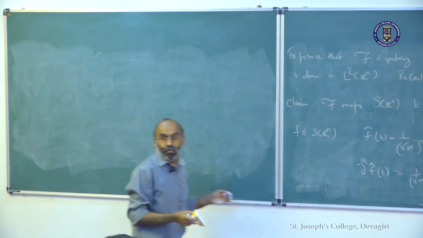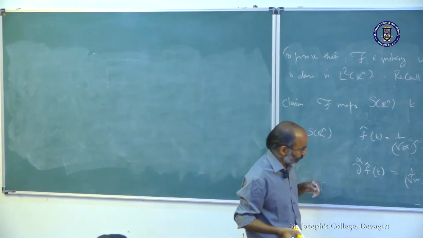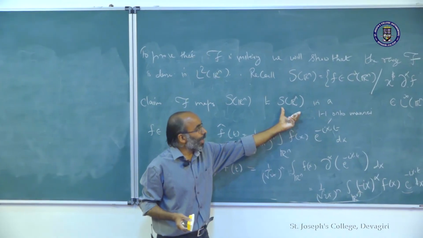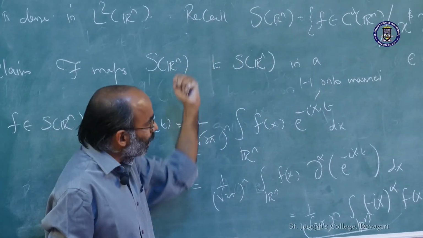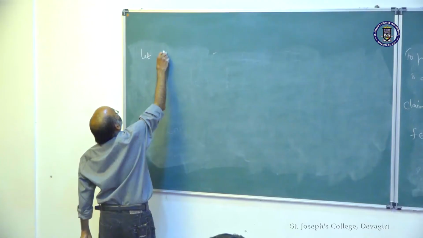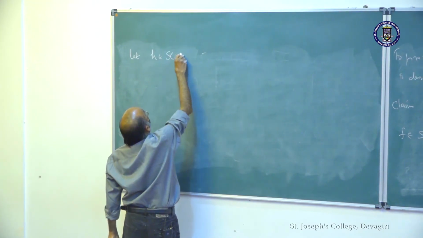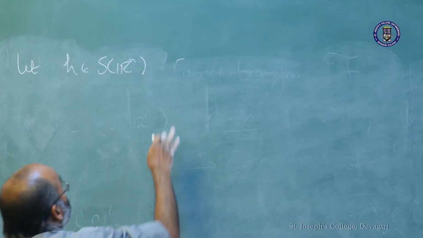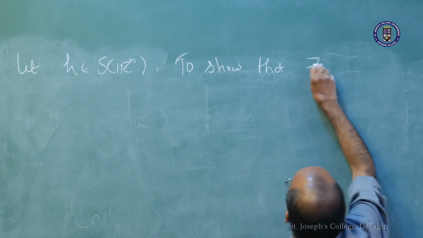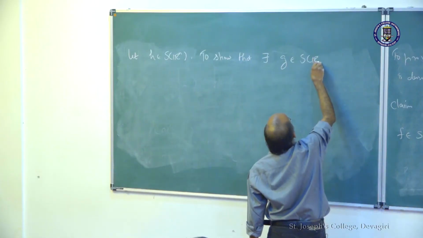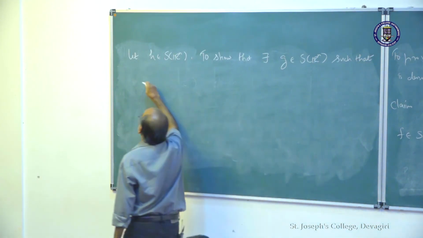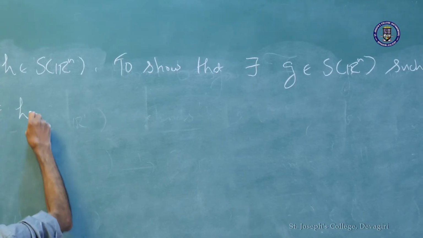Okay, but this proves only one way, right. I need to show that if I take something in the Schwarz space, I can write it as the Fourier transform of some other function from the Schwarz space. Okay. So, let us do that. So, let H belong to Schwarz space. Okay. We want to show that there exists some G in the Schwarz space such that G hat equal to F equal to H, right.